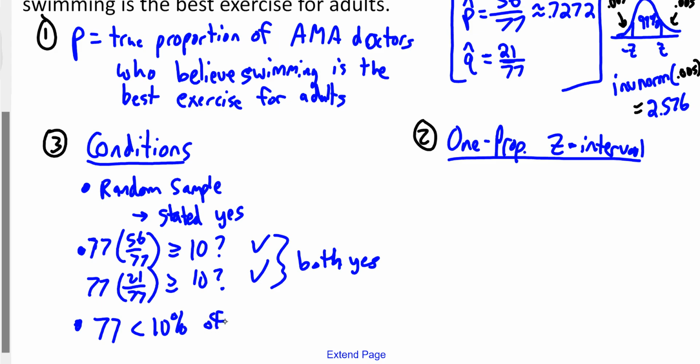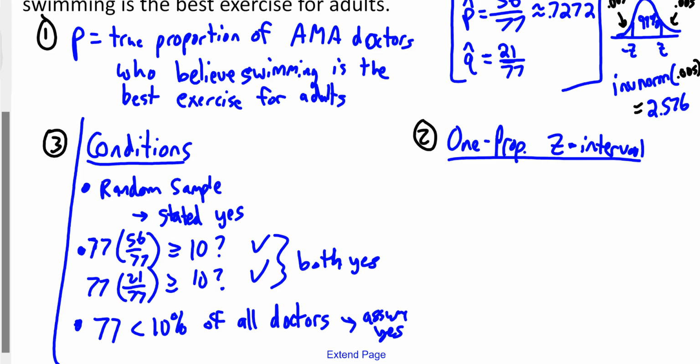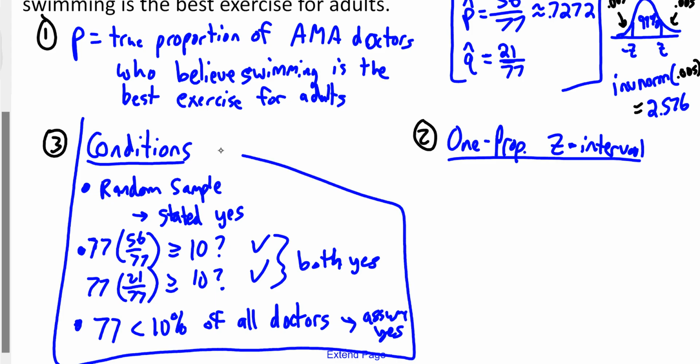Of all doctors? I know it's the AMA doctors, but I think most are in the AMA, and we're going to assume yes. Which means all our conditions are met, so we can go on to step 4.